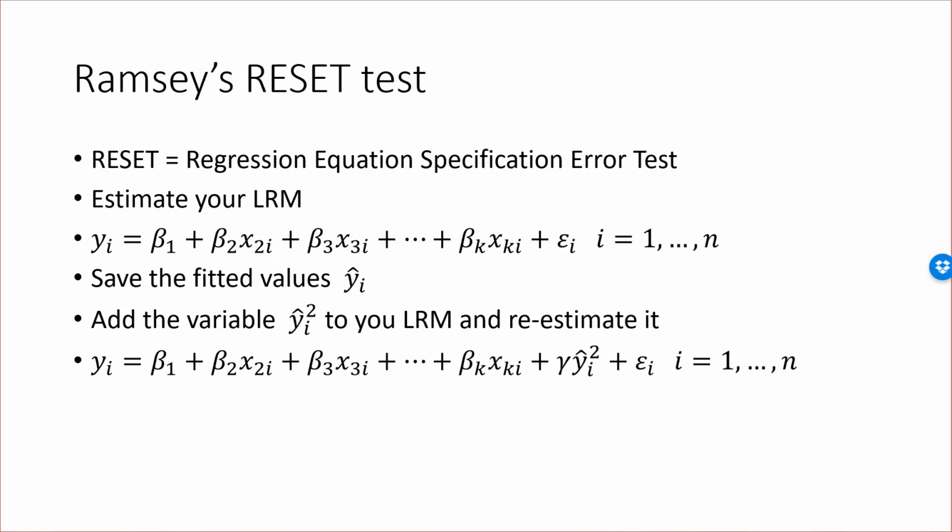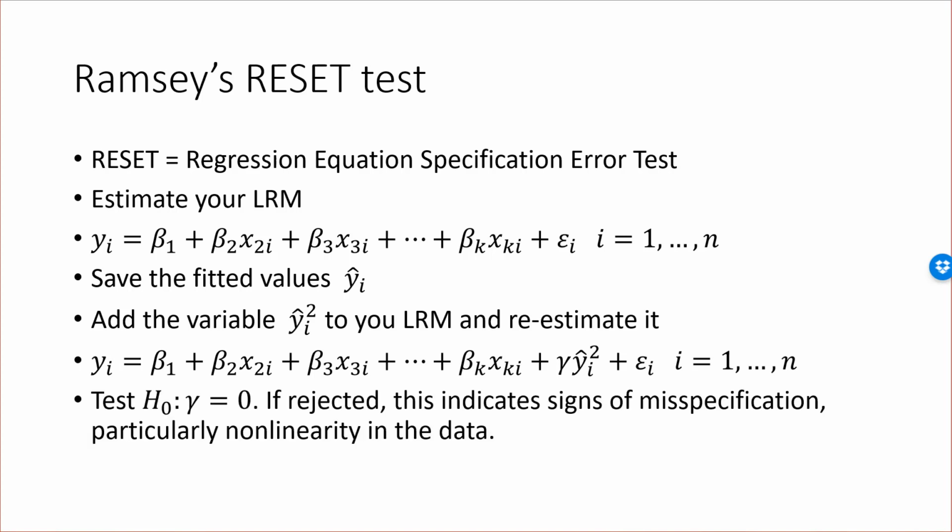So to review, if gamma is equal to 0, your model is correctly specified. If gamma is different from 0, your model is not correctly specified. So Ramsey's RESET test simply tells us to test if gamma is 0 or not. We simply perform this test of the null hypothesis, gamma is equal to 0. We know how to do that, we can just do a t-test. And the idea here is that if you reject this null hypothesis, you have signs of misspecification.